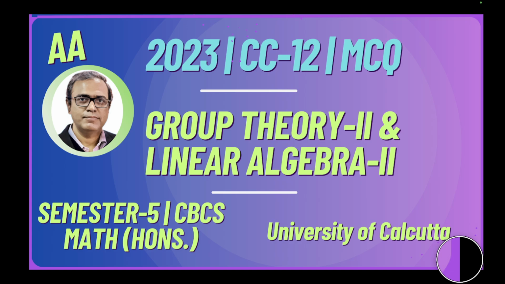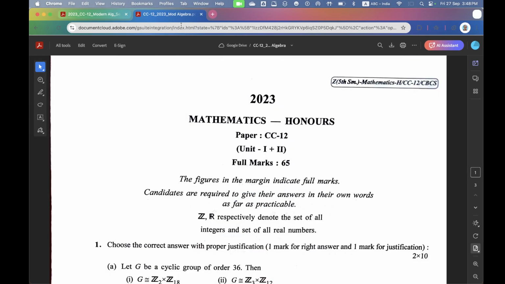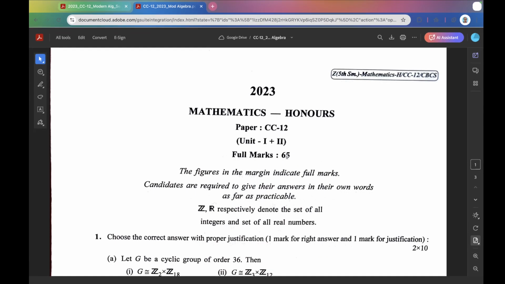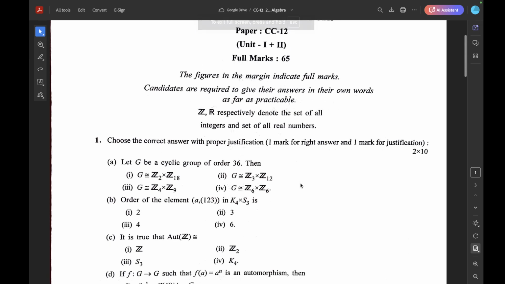Now we discuss MCQ, 2023 paper CC-12, Semester 5 under CBCS Mathematics Honors, University of Calcutta, Group Theory 2 and Linear Algebra 2. Question paper, 2023 paper CC-12 Mathematics Honors.